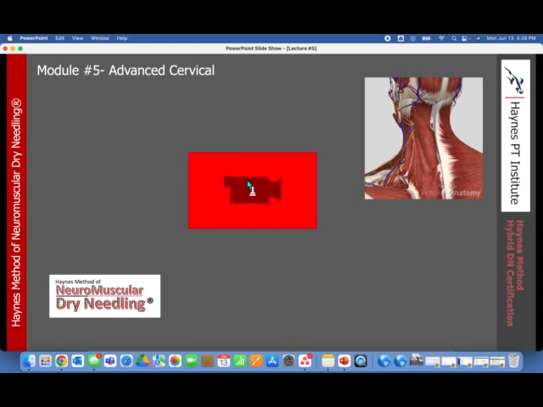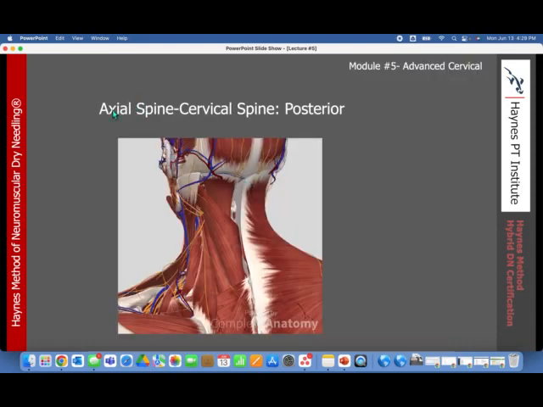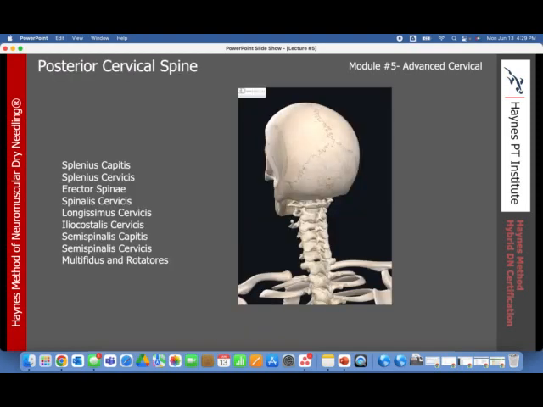3KS. So we'll start in our axial spine, our cervical posterior spine. We'll look at our splenius capitis, and this is everything that we looked at in our introductory modules 1 through 4. Here we have, except for the addition of a couple more here. So we'll walk through these.